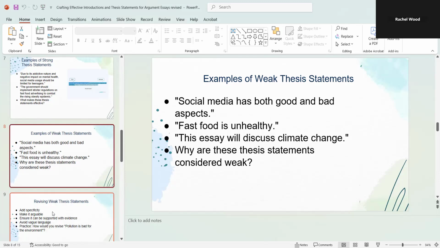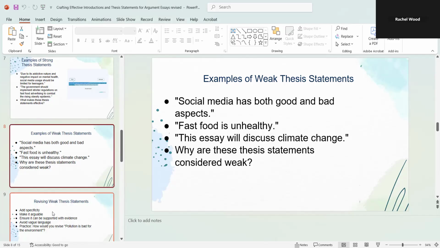Fast food is unhealthy. Yes, it is unhealthy. However, again, statement of opinion, zero to no information. Why is fast food unhealthy? What effects does it have on an individual's health? Does it contribute to the rising obesity epidemic? That's another way you could add to it.